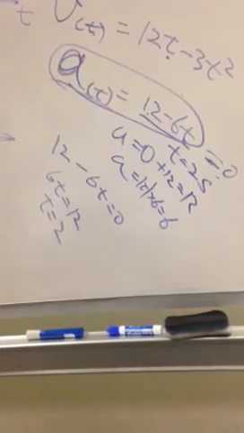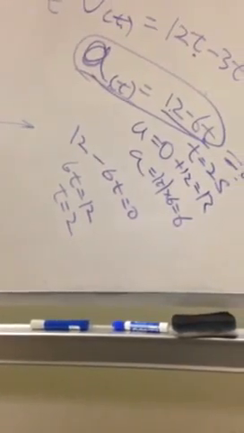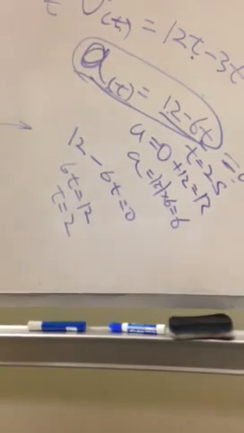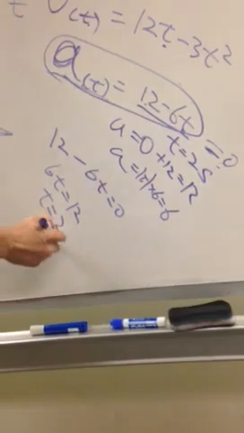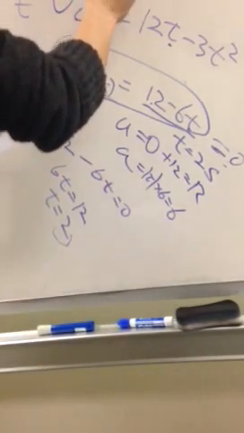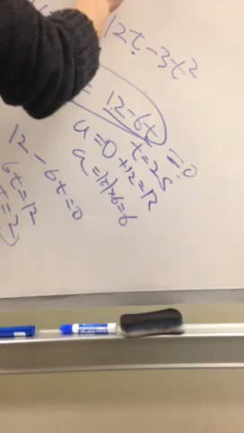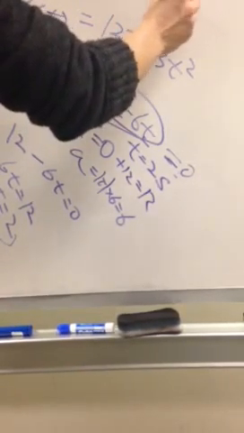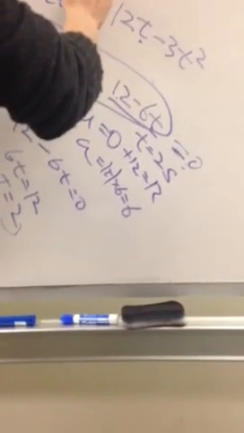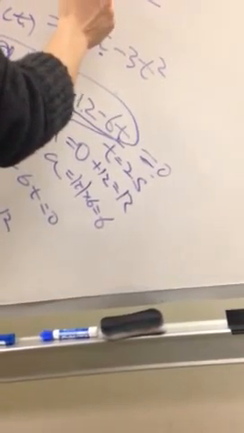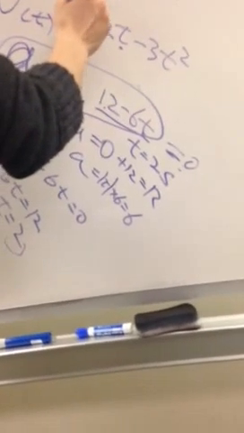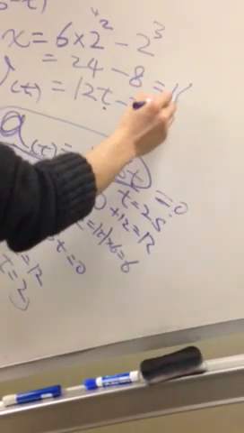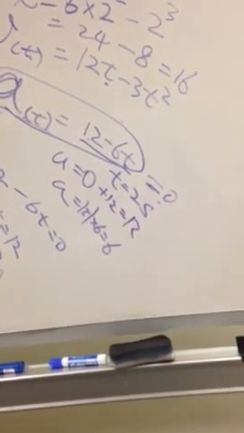And the position, simply you can put it back. So the answer is E? Is D, 16. So if you put 2 seconds back, x equals 6 times 2 squared minus 2 cubed, which is 24 minus 8, so it's 16.